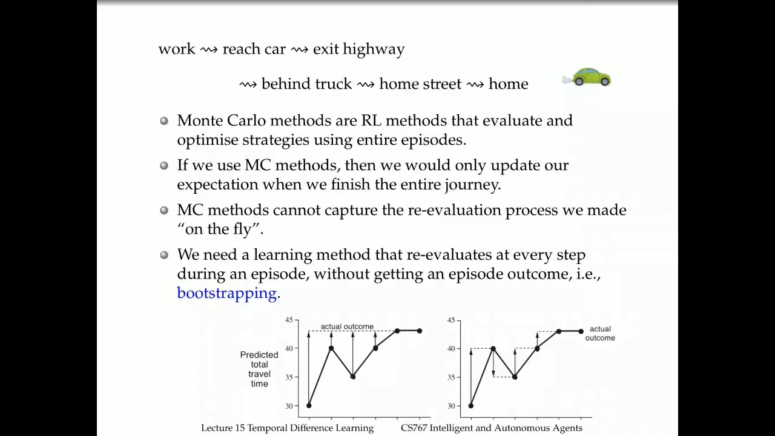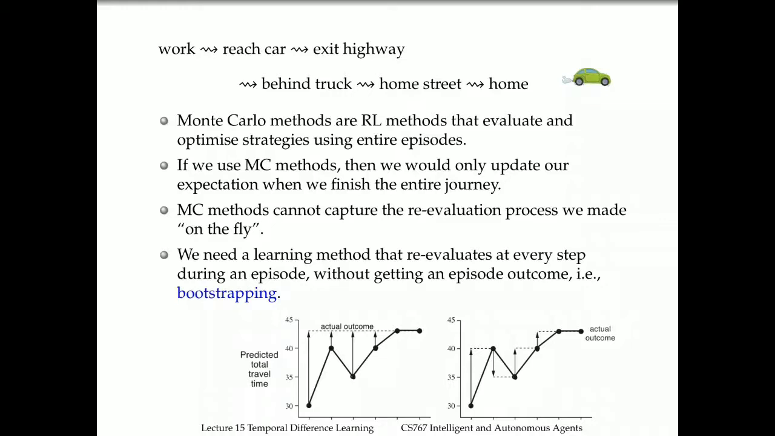Right? So essentially, the Monte Carlo method cannot capture this sort of dynamic online reevaluation process that we as humans make. Right? And therefore, if we really want to come up with a natural reinforcement learning algorithm, with the Monte Carlo method, obviously, there's something lacking, right? There's still a gap between how a Monte Carlo algorithm learns and how humans learn, right?